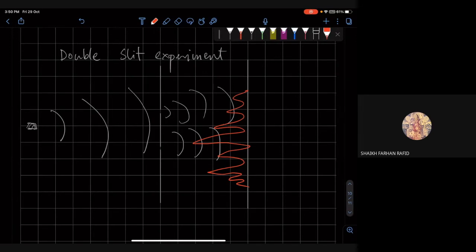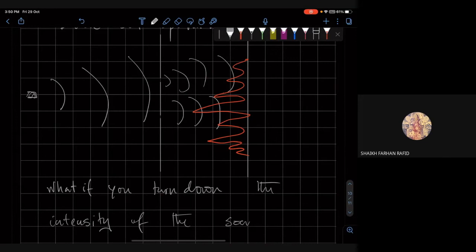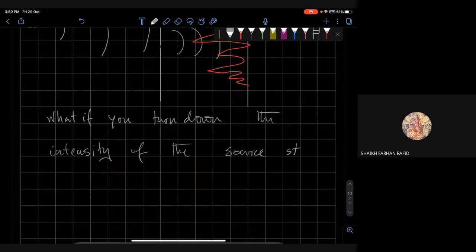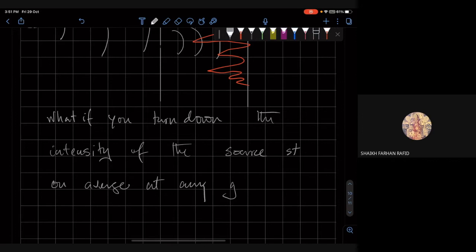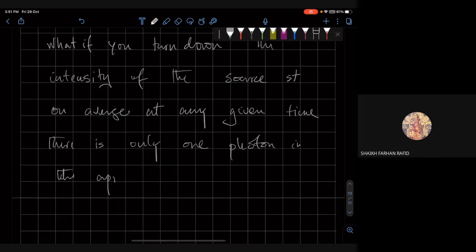But what if you turn down the intensity of the source such that on average, at any given time, there is only one photon in the apparatus.